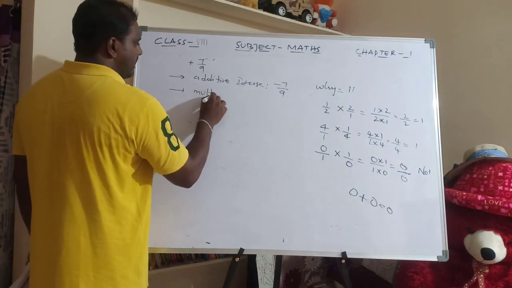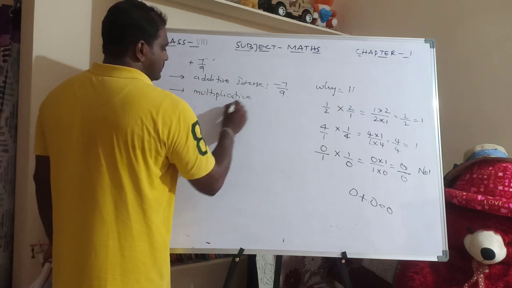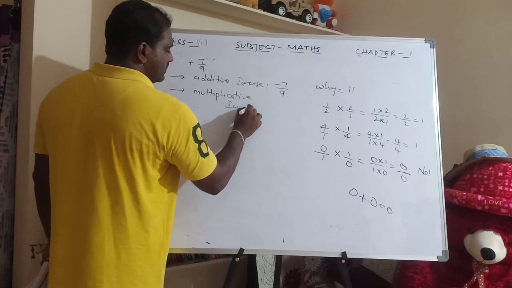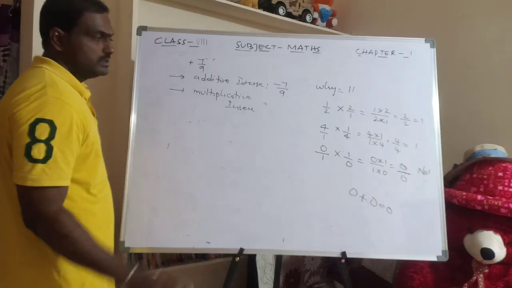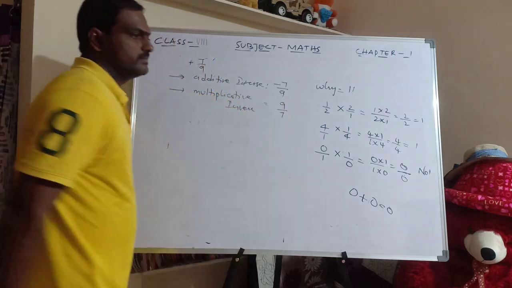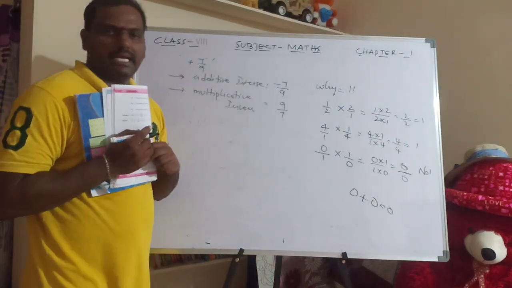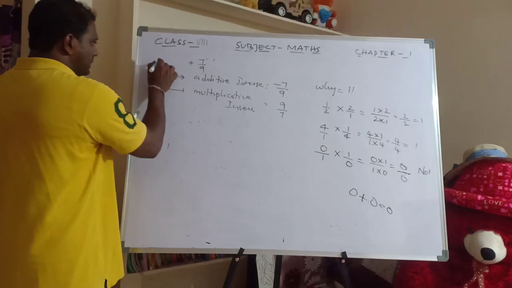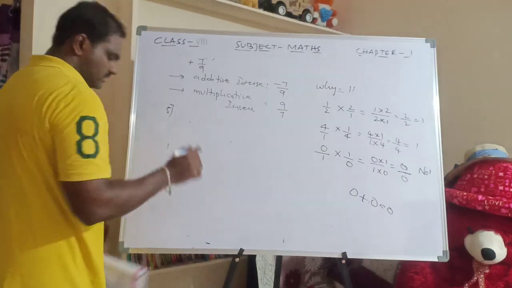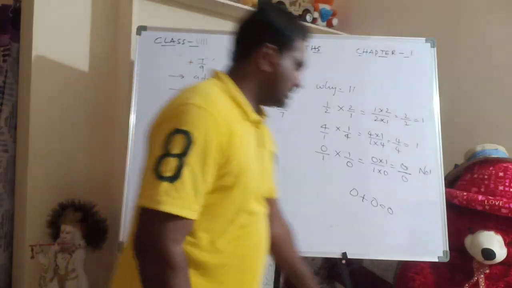Then what is the next one? Multiplicative inverse. What is its multiplicative inverse? Do we have to change the symbol or not? No need to change the symbol, just reverse the numbers. 7 by 9 is given, so we write 9 by 7. And the last, fifth example, what is it? Minus 1.